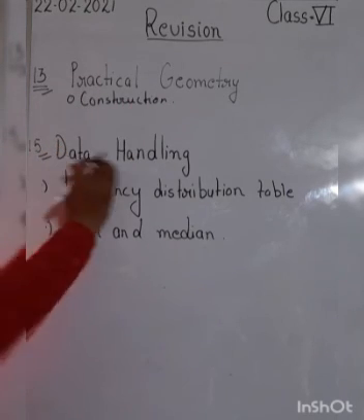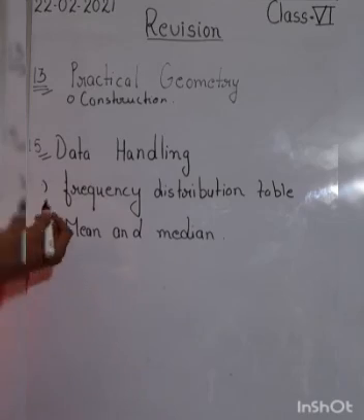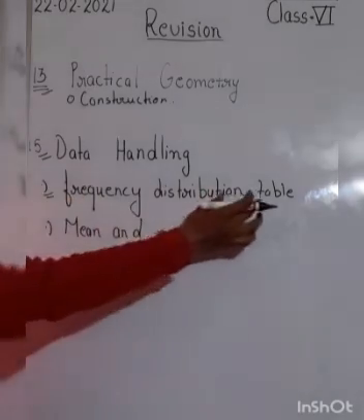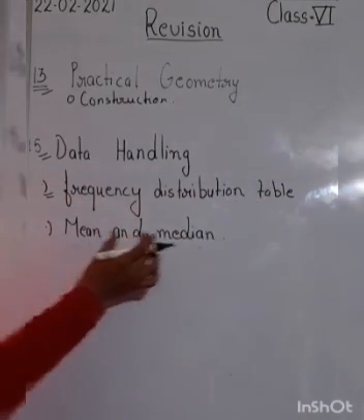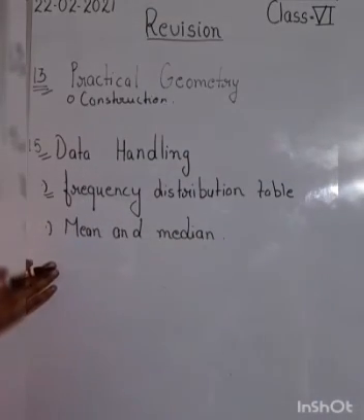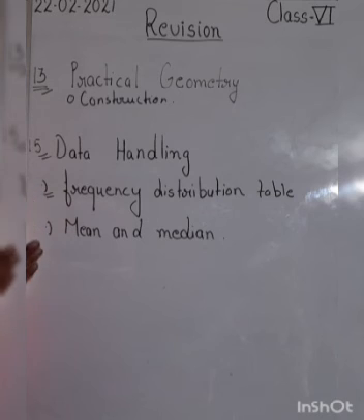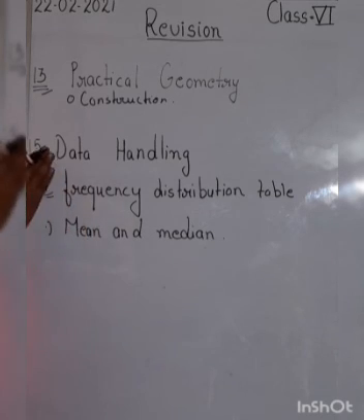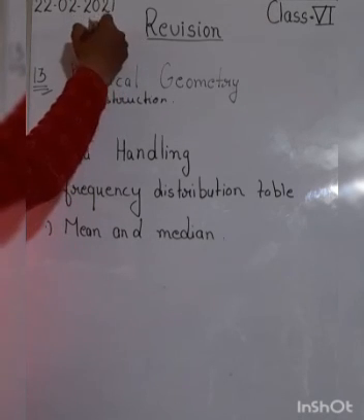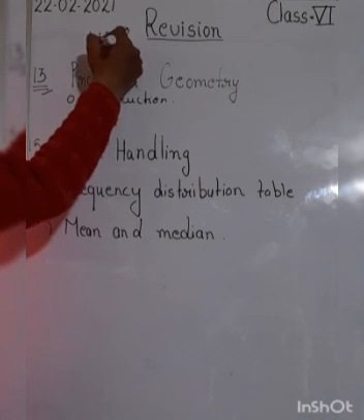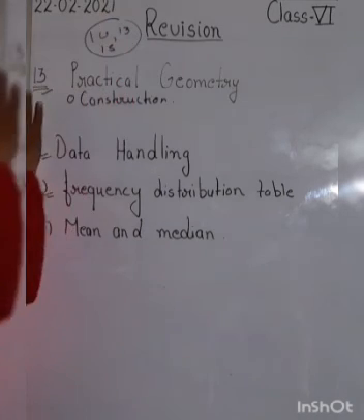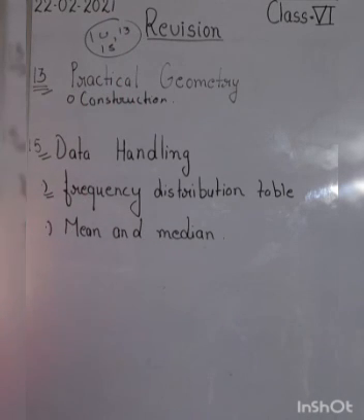Next chapter, the last chapter, is your data handling. In data handling we have done only 2 topics, that is the frequency distribution table and finding the mean and median. Both are very important as well as very easy. Okay, and they are good topics to score good marks. You can score very good marks if you attempt chapters number 10, 13 and 15, these 3 chapters, and if you have prepared them very well, then you are going to get good marks. Only 2 topics in this chapter.